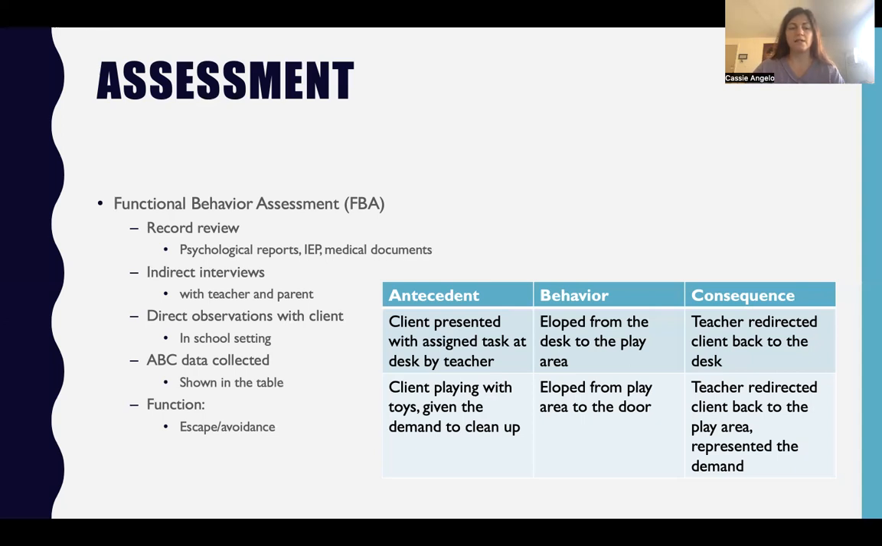So with the ABC data collection, the observations, the indirect interviews, and the record review, it allowed us to identify the function of the elopement behavior. So the function that we found is escape and avoidance.